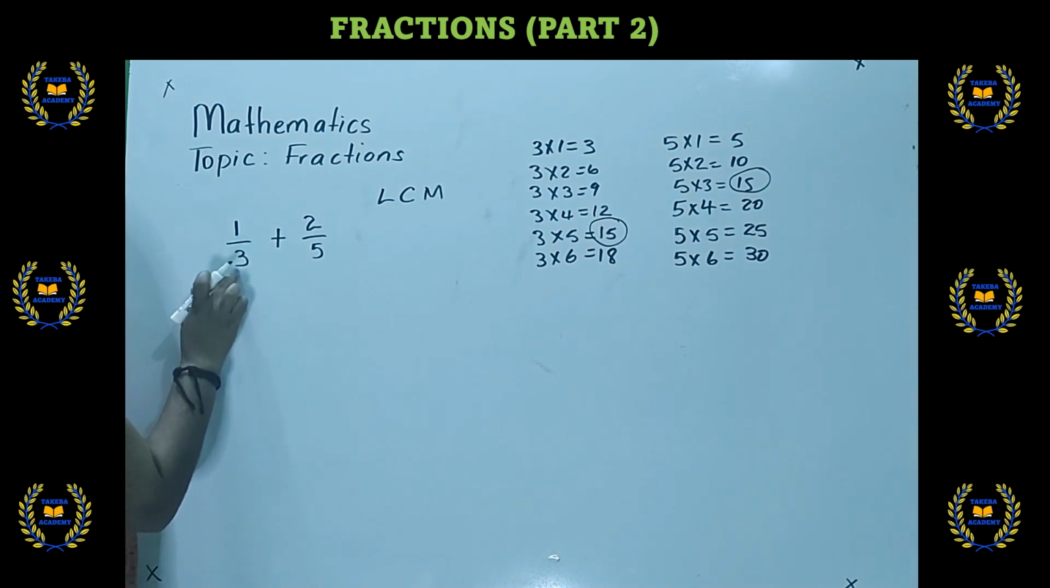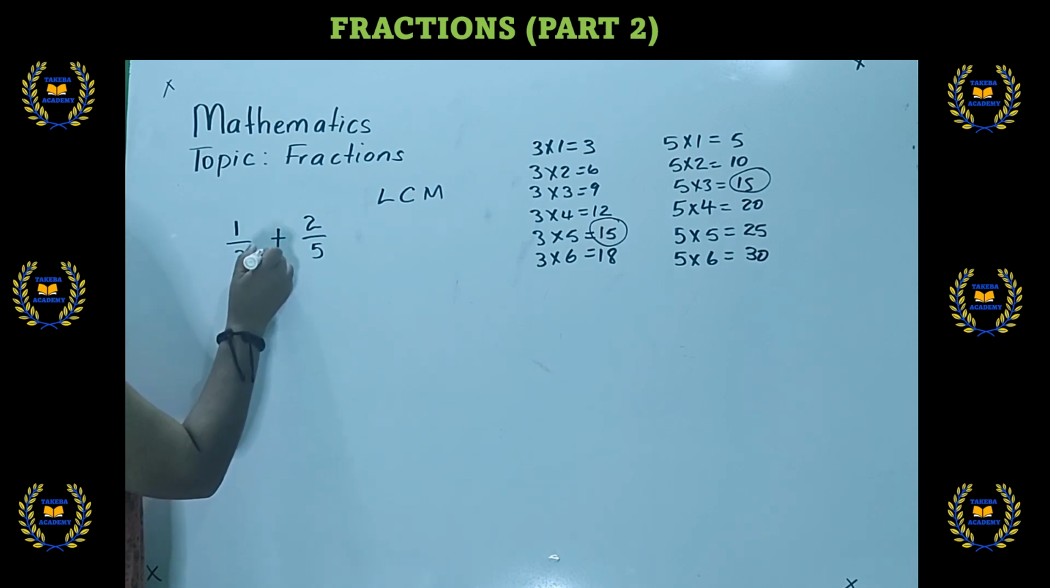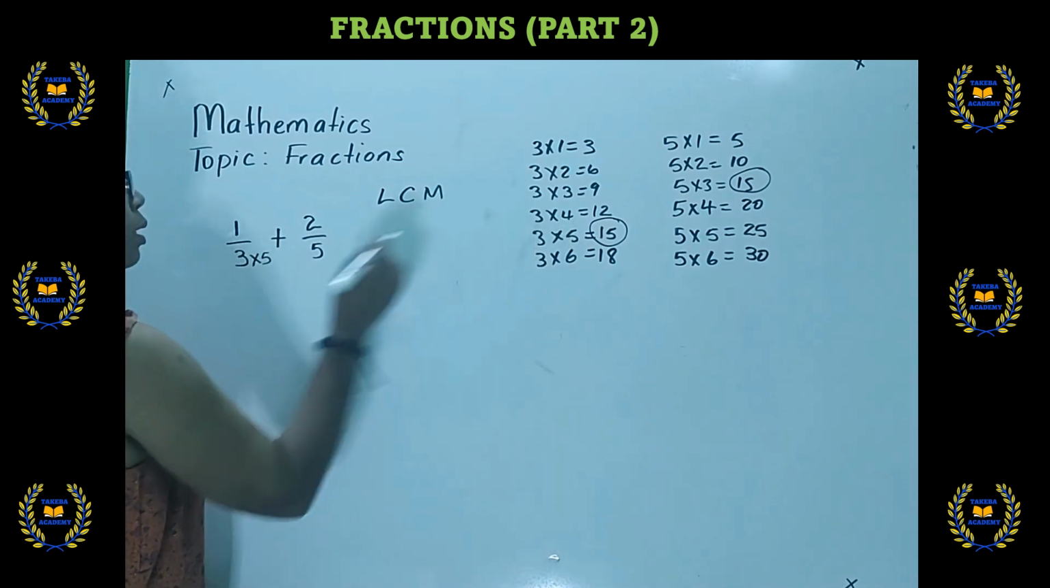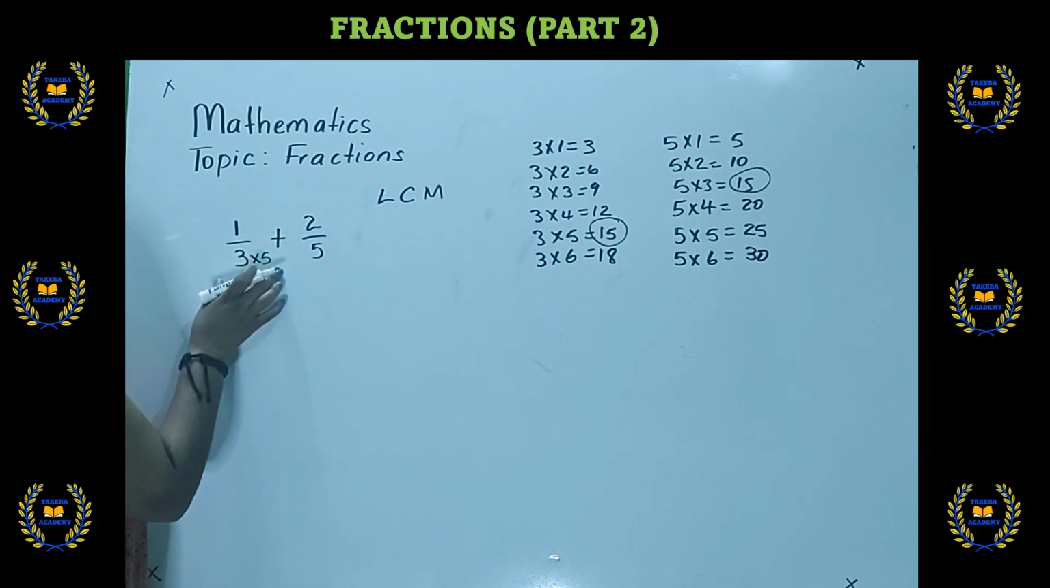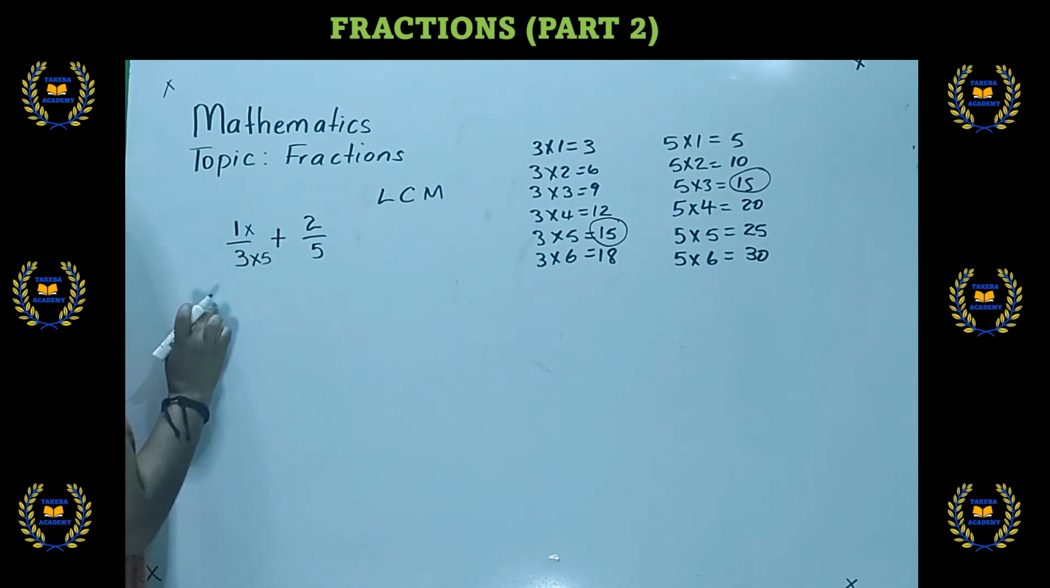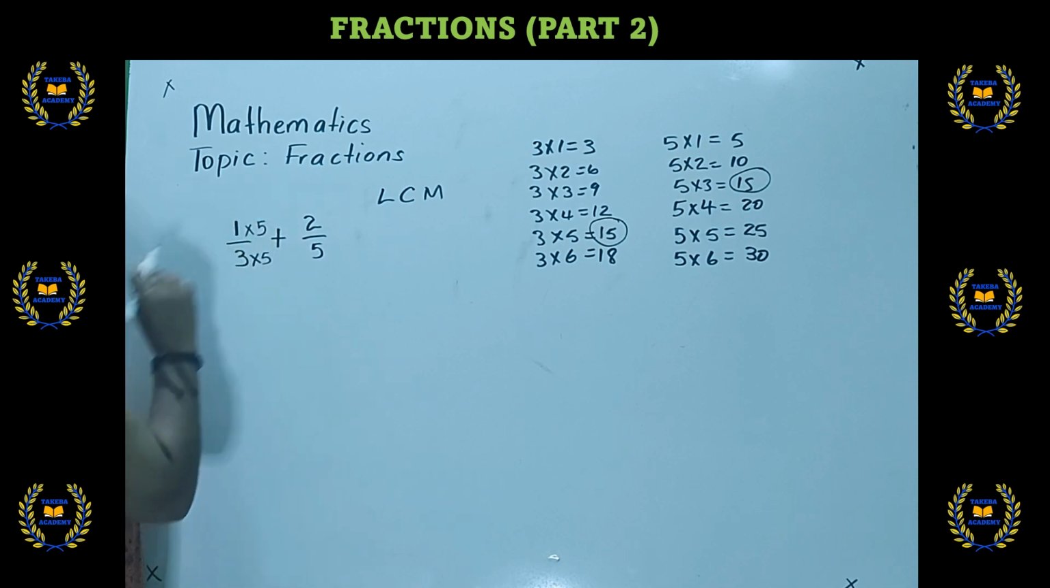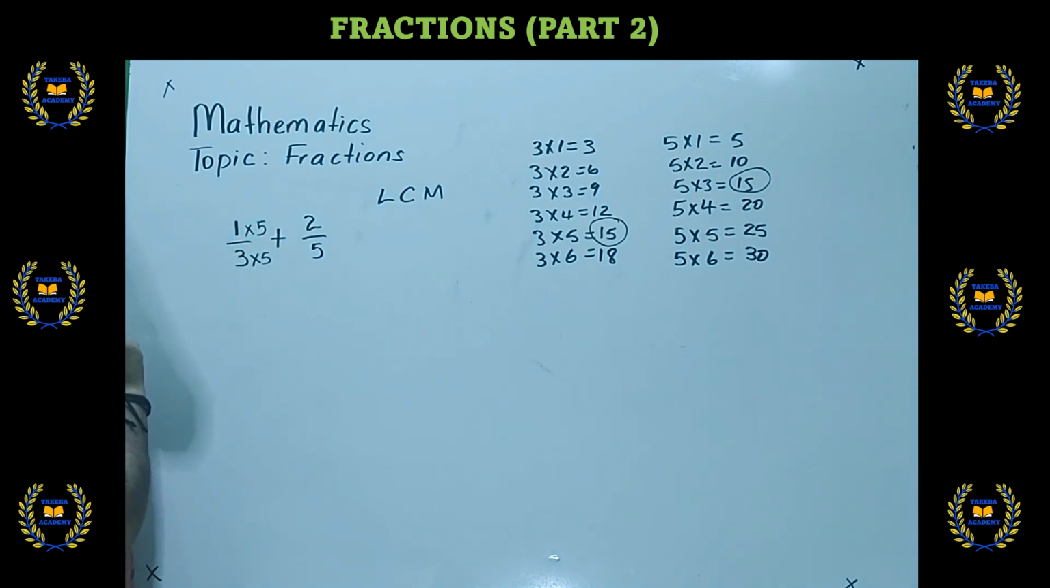Now, how do I get from 3 to 15? Okay, what do I do to 3 to get 15? I multiply it by 5, okay? And the other thing to note is that we have to make sure that the fraction remains equivalent. So anything you do to the denominator, you also have to do to the numerator. So I also have to multiply the numerator by 5.